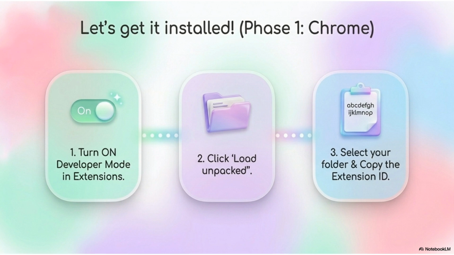Let's get it installed. Phase 1. Chrome. Setting it up is easy. Since this is provided as a folder, first go to your Chrome extensions page and turn on developer mode. Next, click Load Unpacked and select the folder where you saved the extension. Finally, make sure to copy the extension ID that appears, as you'll need it for the next step.